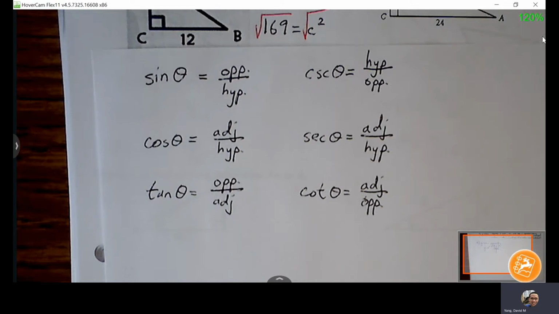Okay, so try number 1. It says find all 6 trig ratios for angle A. Angle A is where theta is. I guess that's not very clear there, but angle A is where theta is. Yeah, so secant is the same as... oh, sorry. Hypotenuse over adjacent. My bad. Let me change that.